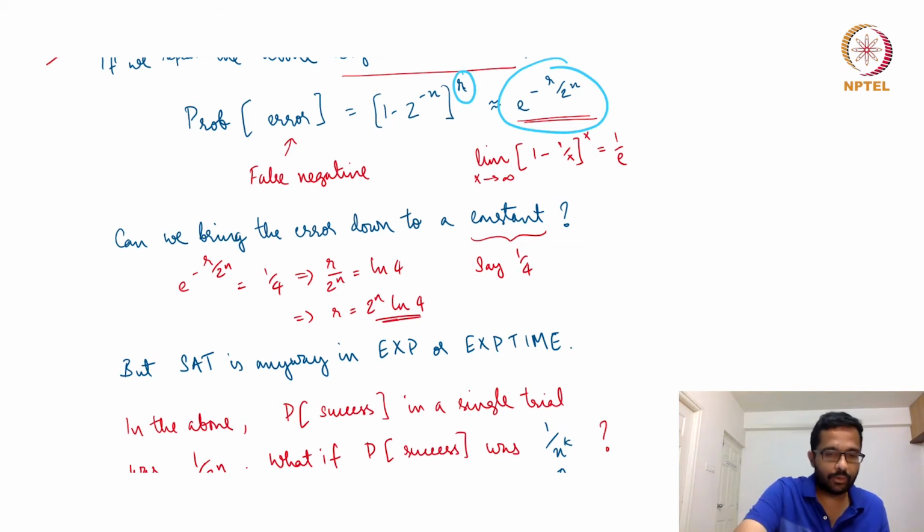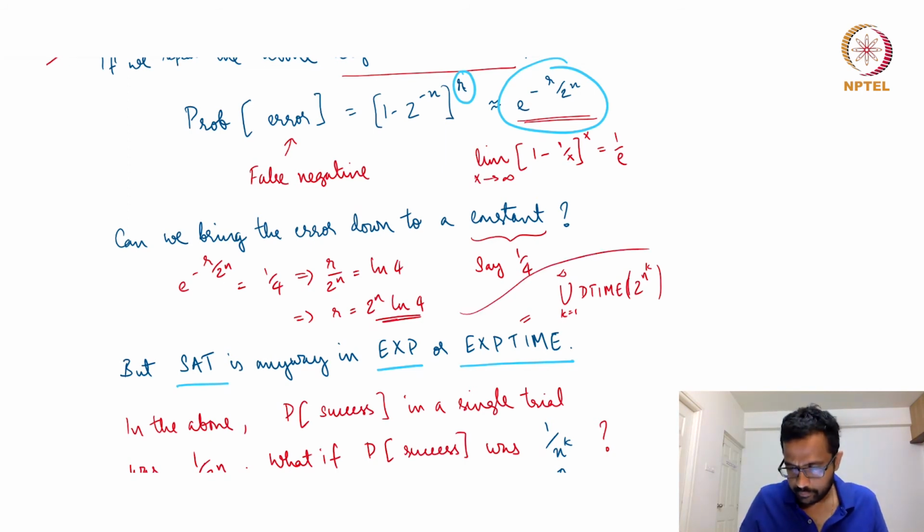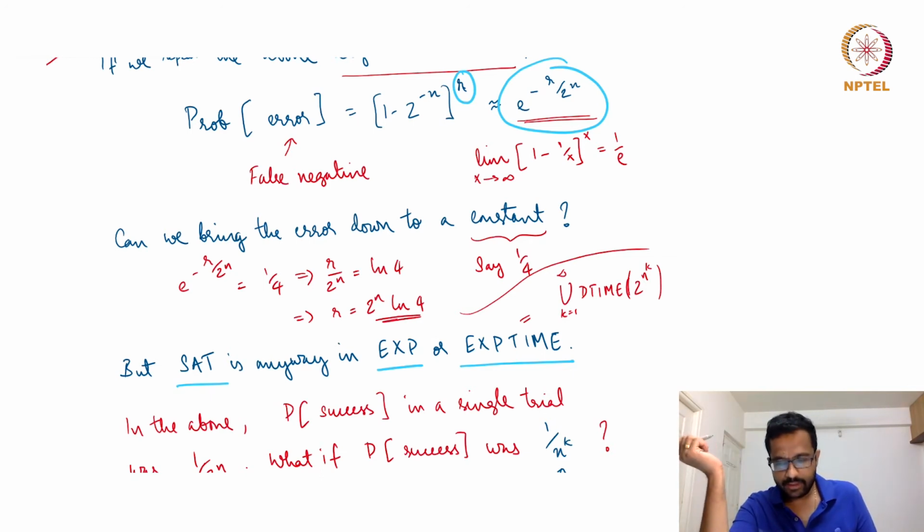SAT, we anyway know, as I described, is in EXP time. EXP time means it's an exponential time complexity class, the union over k equal to 1 to infinity of DTIME of 2 power n power k. SAT is in EXP time, right? So as I described, what is the benefit of this?